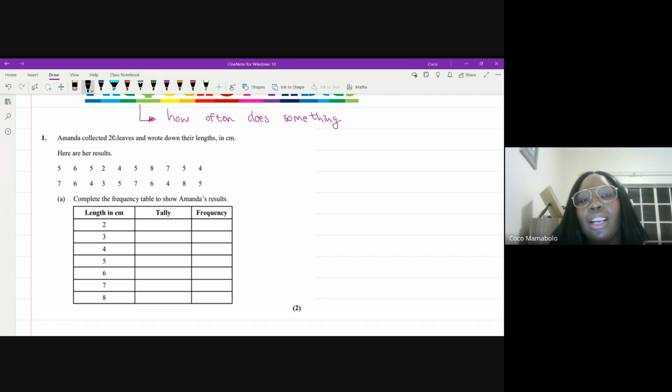It says, Amanda collected 20 leaves and wrote down their lengths in centimeters. So here is my first question. Is this qualitative or quantitative data? The data that we've been given, qualitative or quantitative? Correct, Abu. Lovely. It is quantitative because we're not collecting words. We're not taking words and putting them into numbers. We're taking numbers. So this is quantitative data, right?